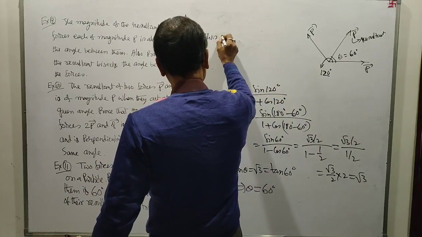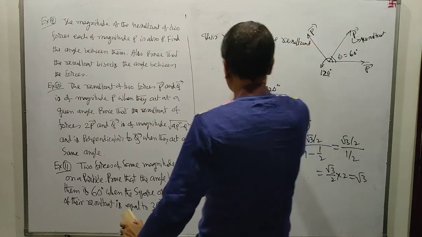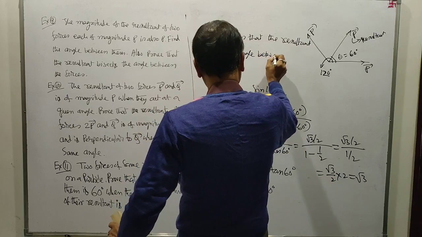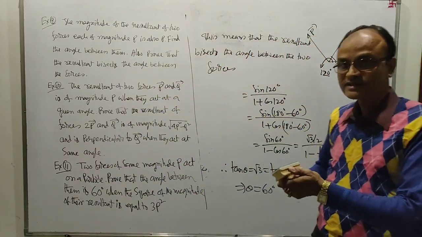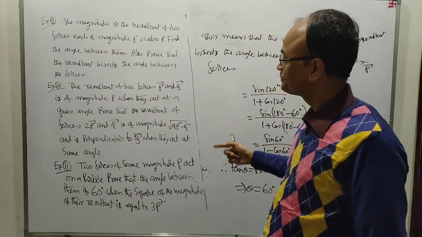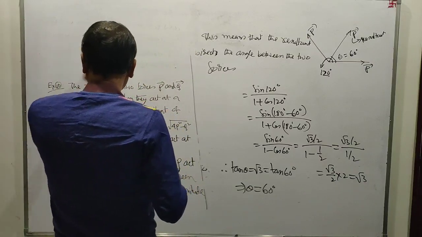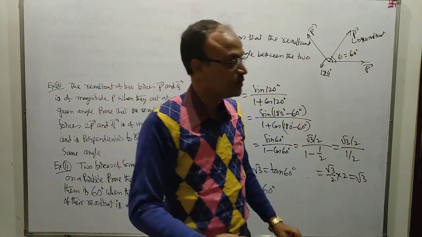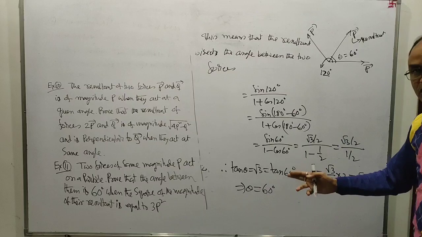This means that the resultant bisects the angle between the two forces. It is very easy. The answer of question number 9 has been done. The angle between the two forces is 120 degree, and the resultant makes an angle 60 degree with both forces. This means that the resultant bisects the angle between the two forces. Perhaps you have noted down.